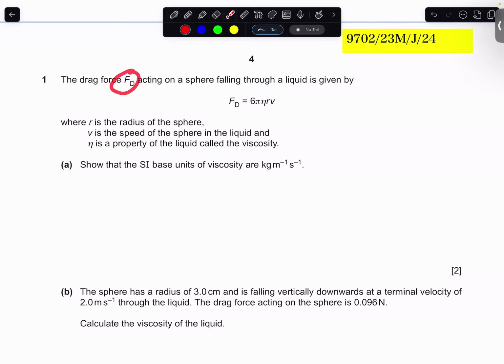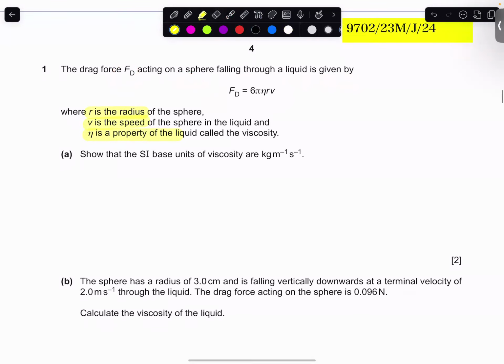The drag force FD acting on a sphere falling through a liquid is given by this formula: FD is equal to 6 pi eta r v, where r is the radius, v is the speed, and eta is the property of the liquid. Show that the SI base unit of viscosity is kilogram per meter per second.